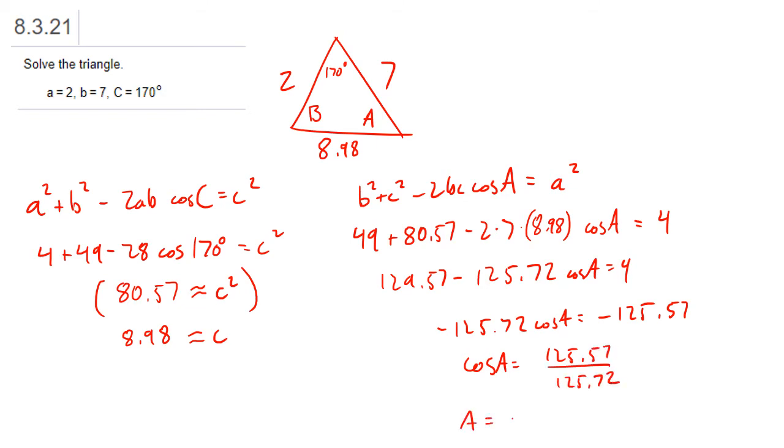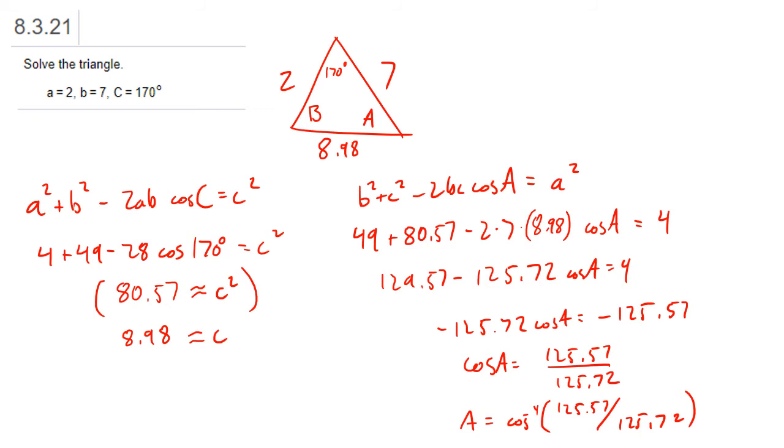So A is the arc cosine of 125.57 over 125.72. And I'm going to go ahead and punch that into my calculator here. Arc cosine of 125.57 over 125.72. And I get something quite small, 0.04885 radians.